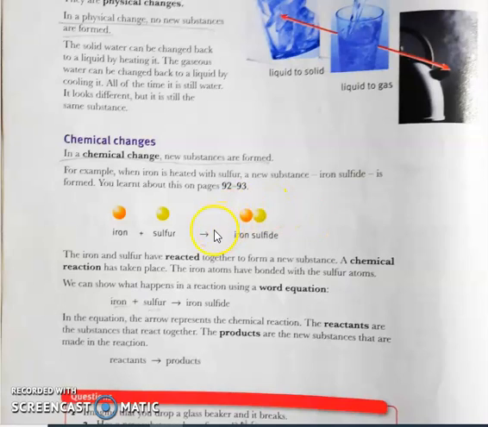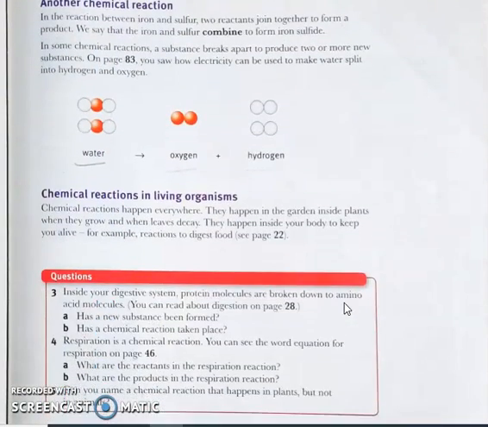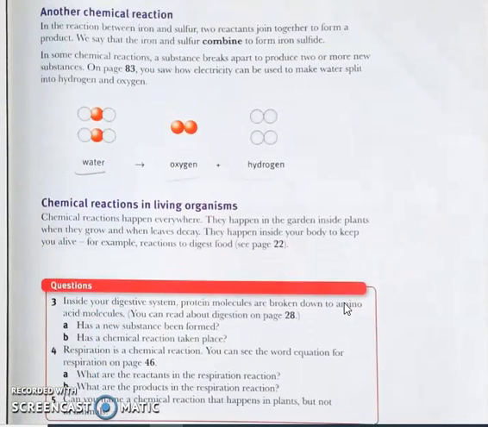So in a chemical equation, there are reactants and products. The reactants are the substances that react together, and products are the new substances that are made in the reaction, and there is an arrow which represents the chemical reaction. Here I will show another chemical reaction. In the reaction between iron and sulfur, two reactants combine together to form a product. We say that iron and sulfur combine to form iron sulfide.